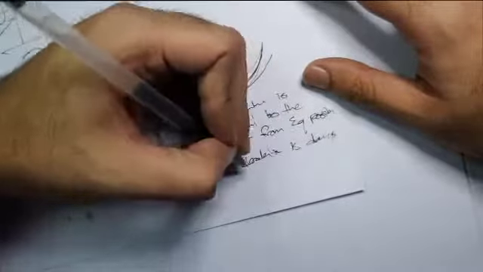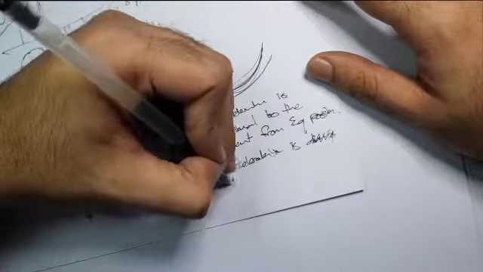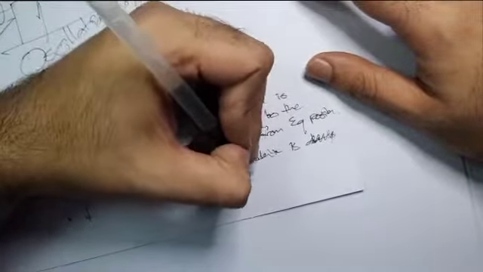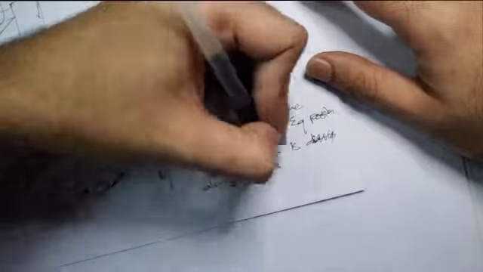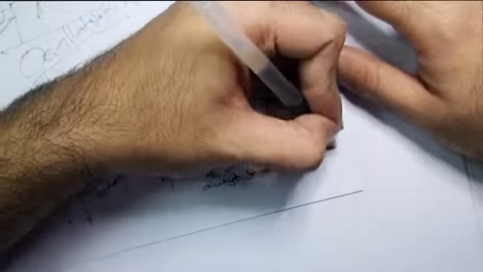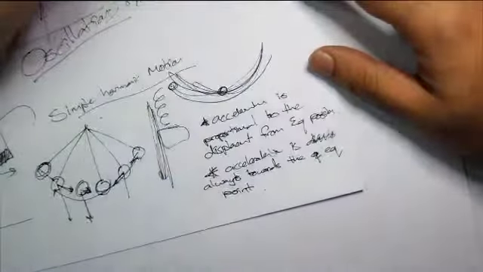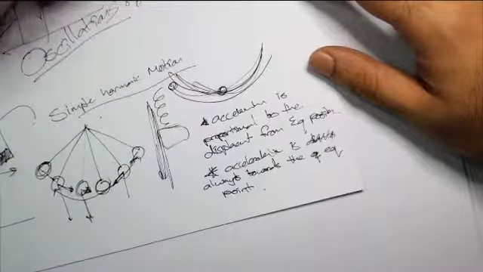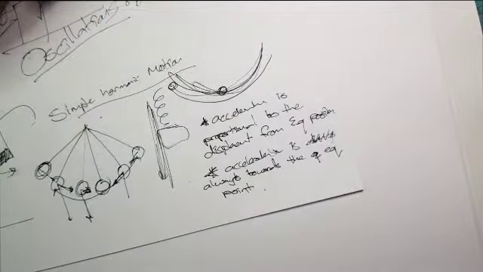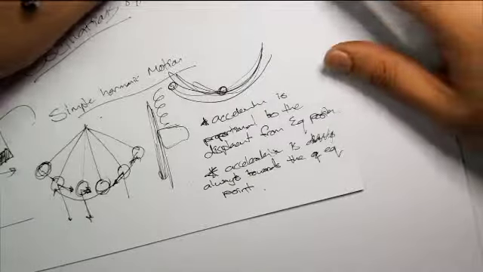Acceleration is... I don't even know what I wrote. The acceleration is always towards the equilibrium point. All right, so these are the two rules of simple harmonic motion. And in combination of these two rules, we can actually come up with a lot of interesting stuff.